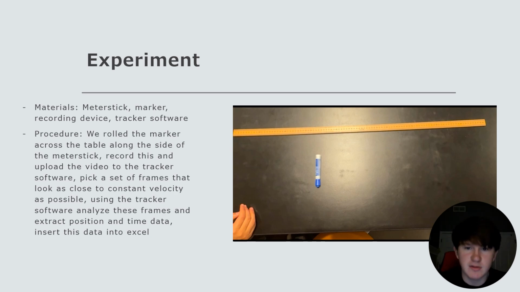So what was the actual experiment? The actual experiment entailed us pushing a marker across a table and recording the marker in view of a meter stick. This was important because when we uploaded the video into Tracker, we calibrated the tracker using the meter stick, making the meter stick 1 meter, and then going frame by frame for 25 frames to determine the distance that it traveled and how long it took to travel this distance, with each frame being about 0.033 seconds.